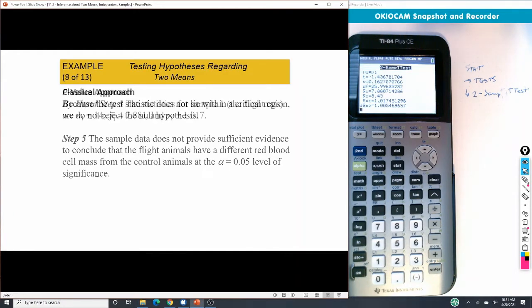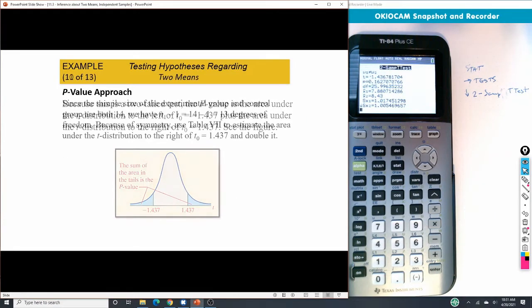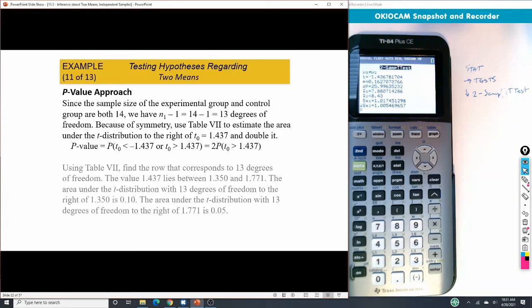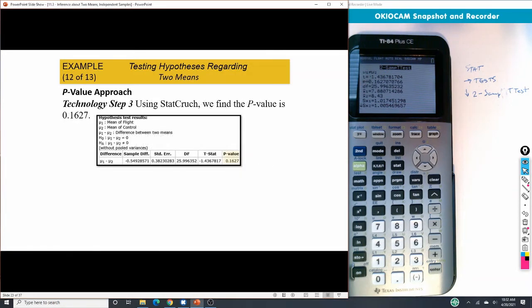Okay? All right, now what about the p-value? Well, again, they go through by hand, but they're going to go to the calculator as well here for all of this, for our pieces. And we see that we're going to get this p-value up here of 0.16, okay, for those. All right, and so that's what they get as well. After doubling these, we have a value between 0.1 and 0.2 for those, okay? And so as well in the calculator, their StatCrunch got the same answer that we did here.